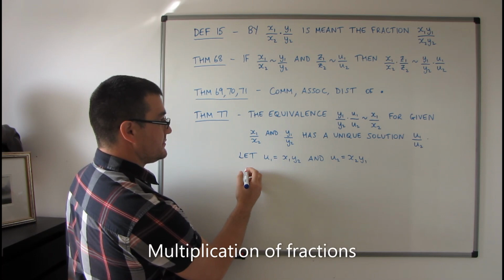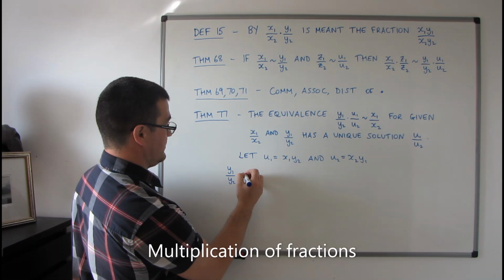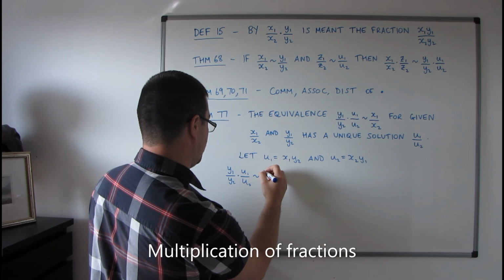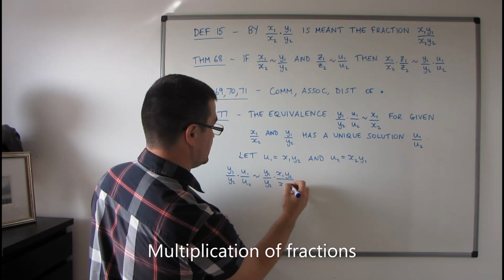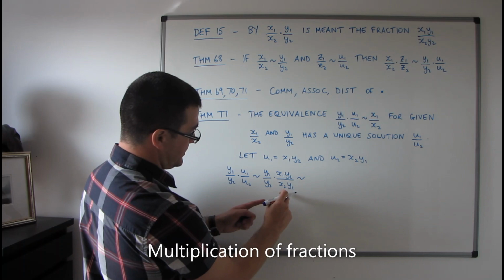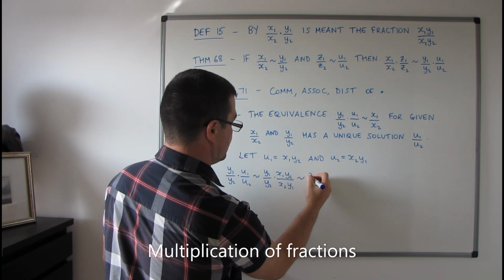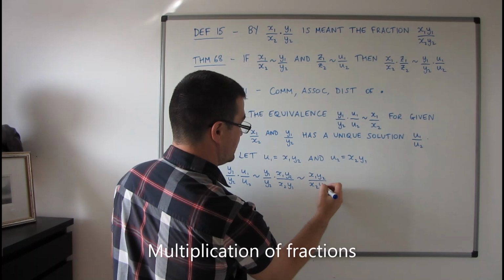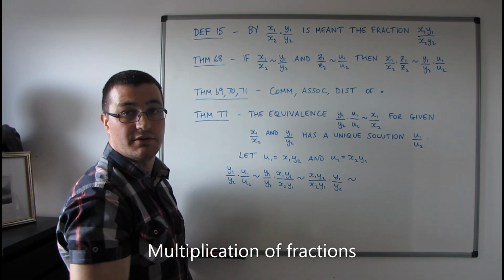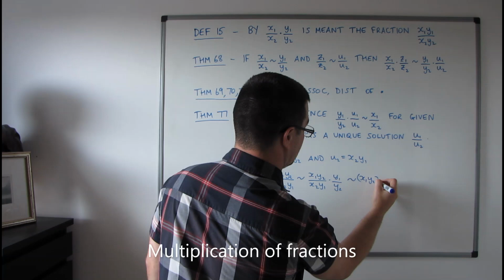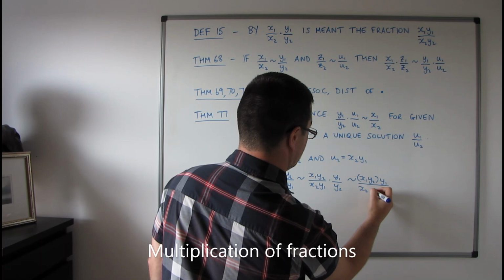So therefore y1 over y2 times u1 over u2 is going to be equivalent to y1 over y2 times x1 y2 over x2 y1, which is equivalent, using commutativity, to x1 y2 over x2 y1 times y1 over y2. That is equivalent to, using the definition for multiplication, x1 y2 (brackets) y1 over x2 y1 (brackets) y2.